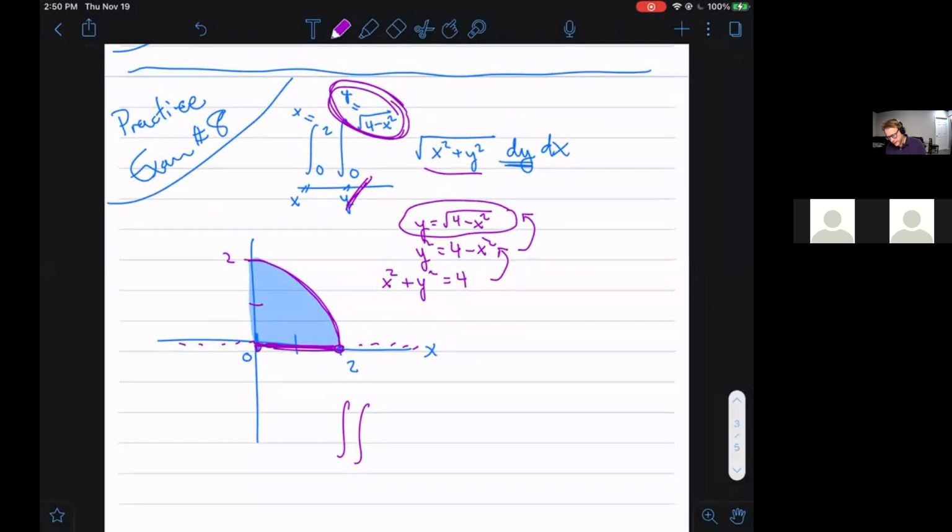I'm going to do it quick and then take questions. So if I do dr d theta, my r's are going to go from 0 to 2, and my thetas are going to go from 0 to pi over 2. And then I'm going to write the square root of x squared plus y squared. That's going to be the square root of r squared. So the square root of r squared is, of course, r, because it's always positive. And I've messed something up. Can anyone tell me what I've messed up for my setup here?